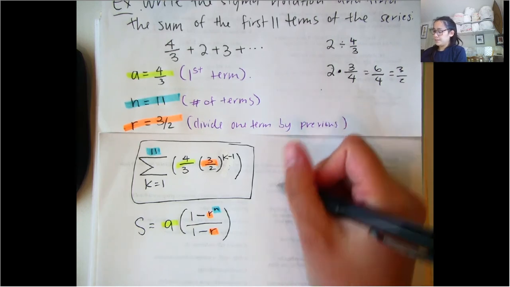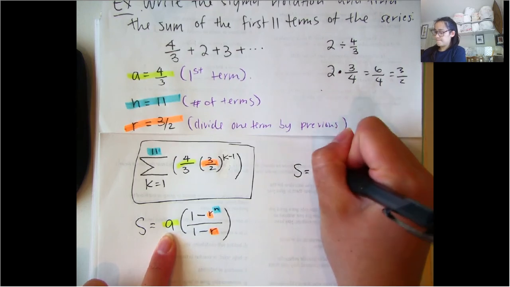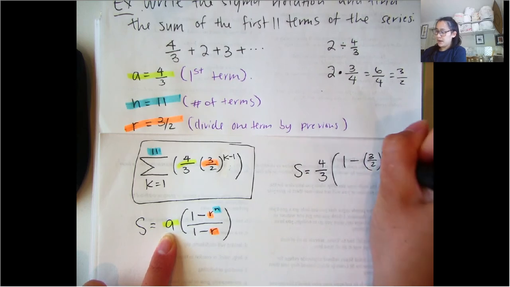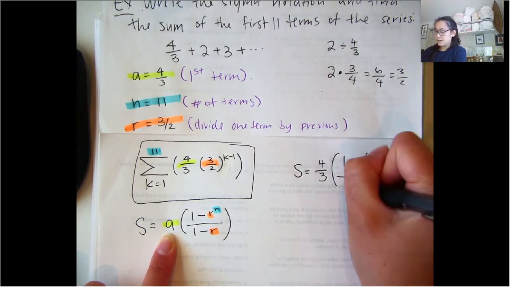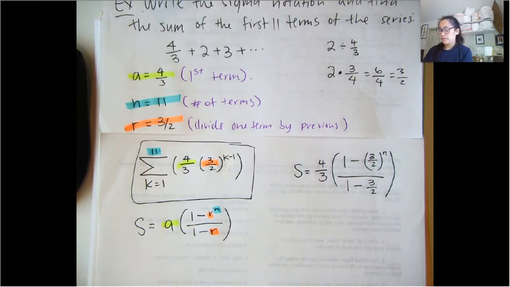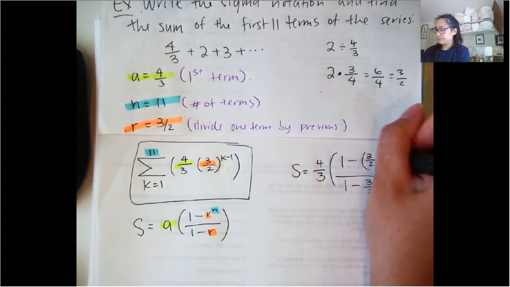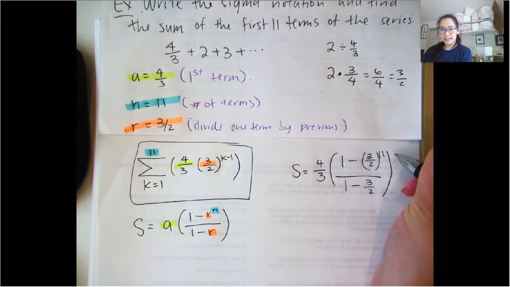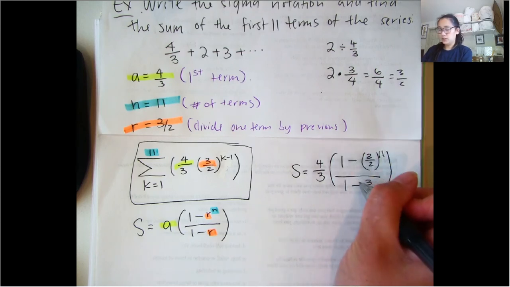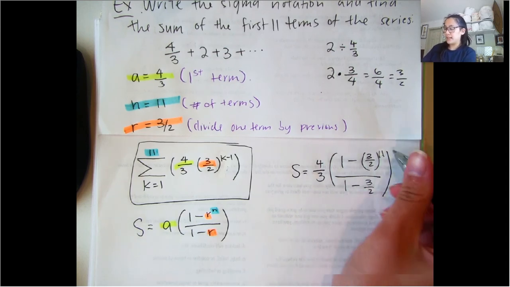Okay, so then the sum is going to be A, which is 4/3, times 1 minus 3/2 to the n power, divided by 1 minus 3/2. Sorry, this n here is 11. So we're going to have 3/2 to the 11 power over here. So 1 minus 3/2 to the 11 power, all over 1 minus 3/2. Okay, if you're in my class, you can leave it like this as your expression.